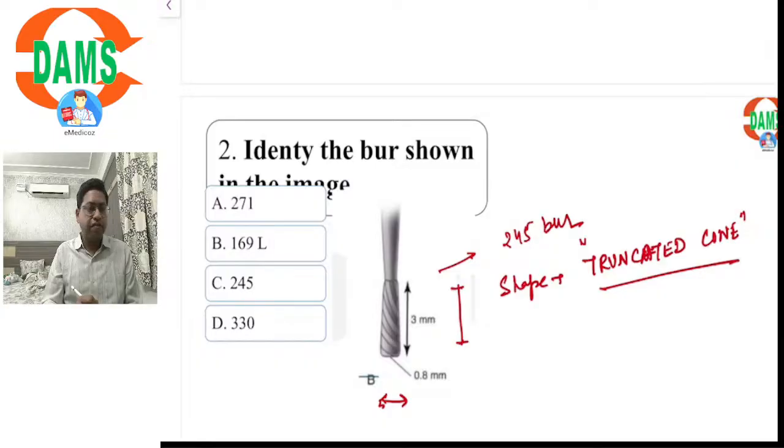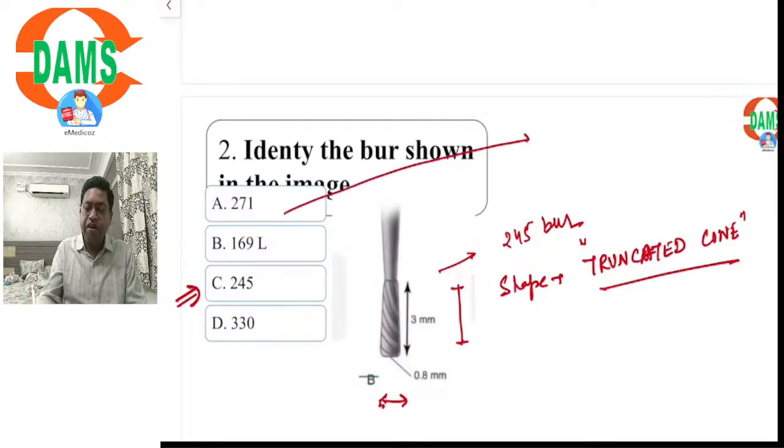Okay. Someone is saying 169 L. No, it is not 169 L. It is number 245 burr. Okay. Number 245 burr, which has the shape of a truncated cone. Truncated cone means the edges of the burr are rounded to make the internal line angles of amalgam tooth preparation rounded. This is the principal instrument for dental amalgam tooth preparations. It is number 245 burr.